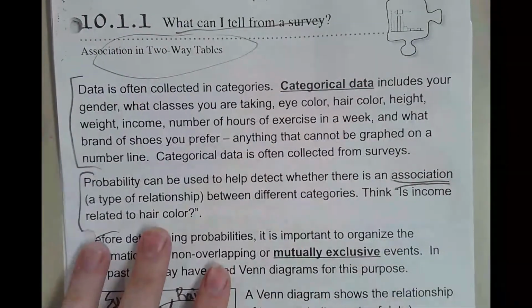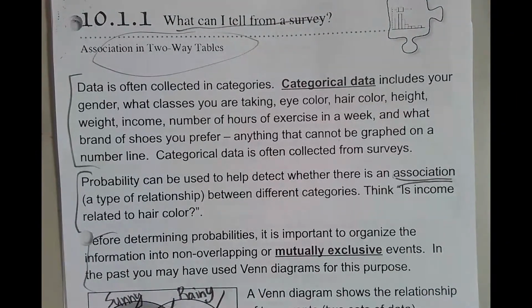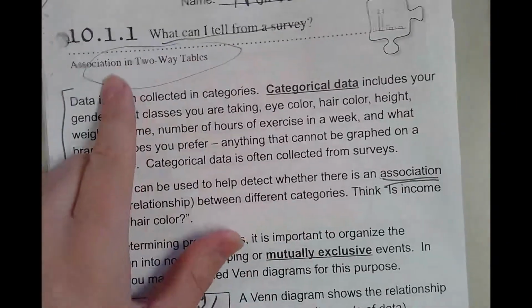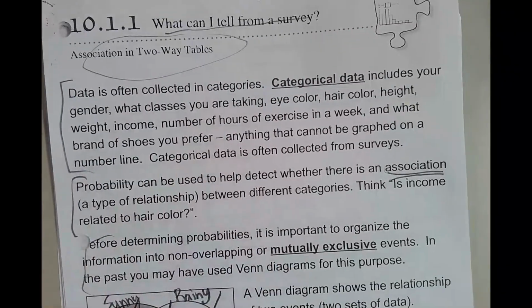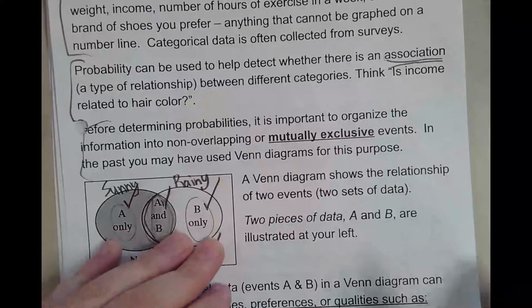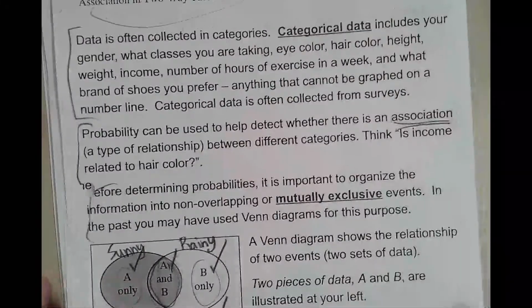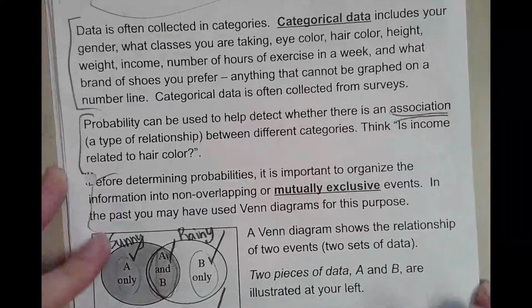Check some answers and also make sure that we understand some of the important stuff coming from association and two-way tables. Remember, we went over things such as Venn diagrams and also a little bit about two-way tables, and we're going to see which ones we prefer.